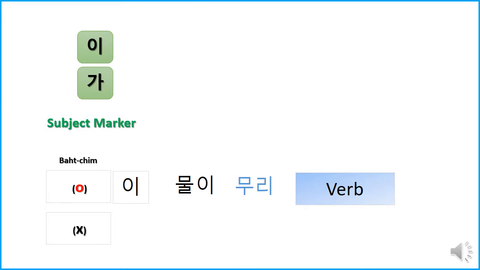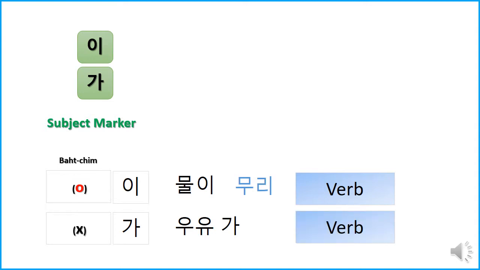When there's no 받침 at the end of the word, you add 가, 가. Example, 우유. That's the milk in Korean. 우유가. Blah blah.